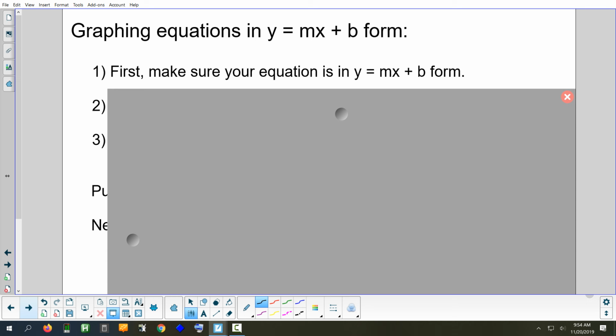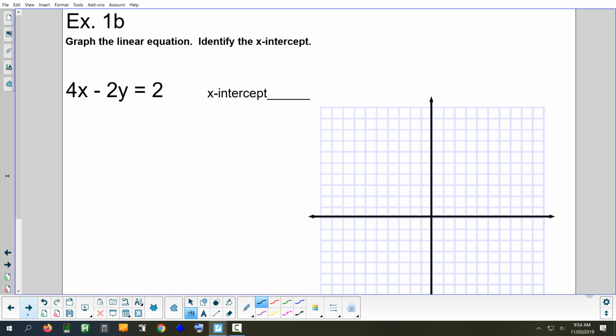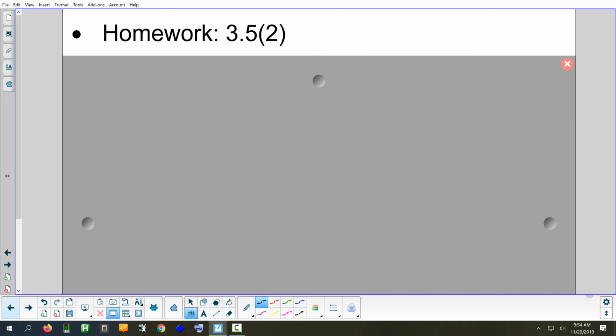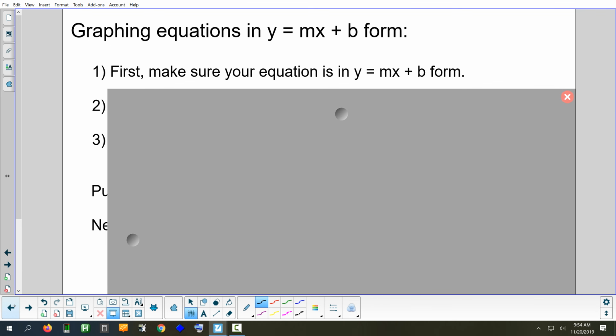Get the y by itself. Okay, I'm going to come right back to that. That's a problem that is not in slope-intercept form. Y is not by itself. That's another problem where it's not by itself. Maybe we'll do one where it is too. But we've practiced a lot where it is. So we're going to try somewhere where it is.